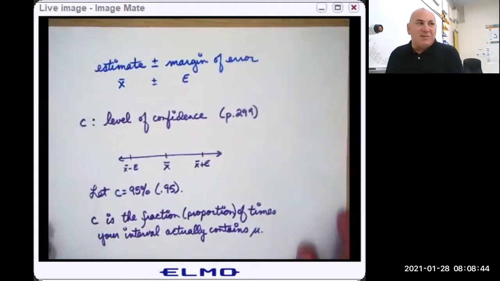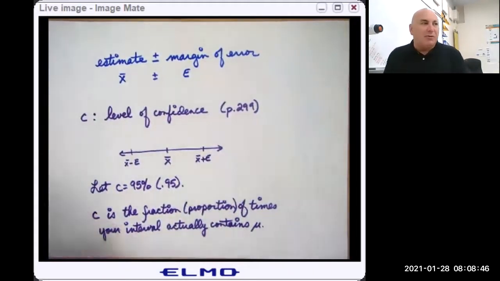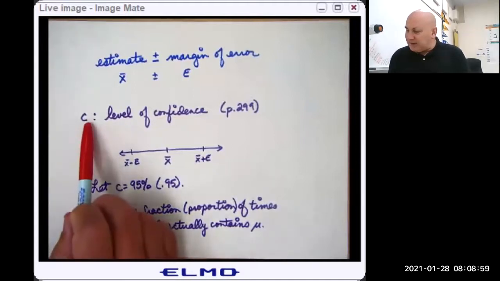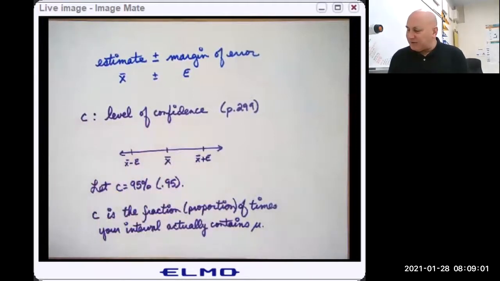I think we'd all feel a little bit better rather than saying, okay, that X bar is close to mu, let's give it a margin of error. Let's say, all right, we think mu is X bar plus or minus some amount. That should seem reasonable to us. And we're going to let C be our level of confidence. Check page 299 of our current textbook for what C, a level of confidence, is. We'll go over it more in class.